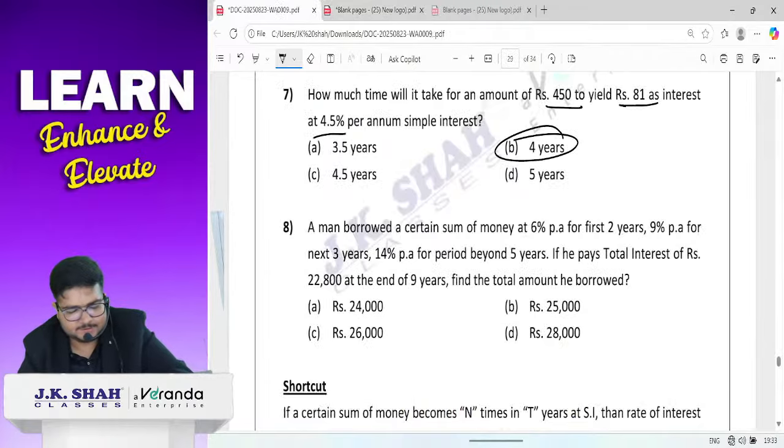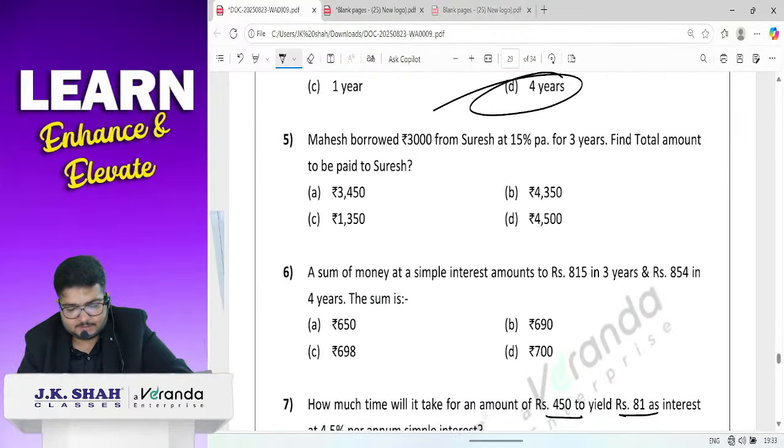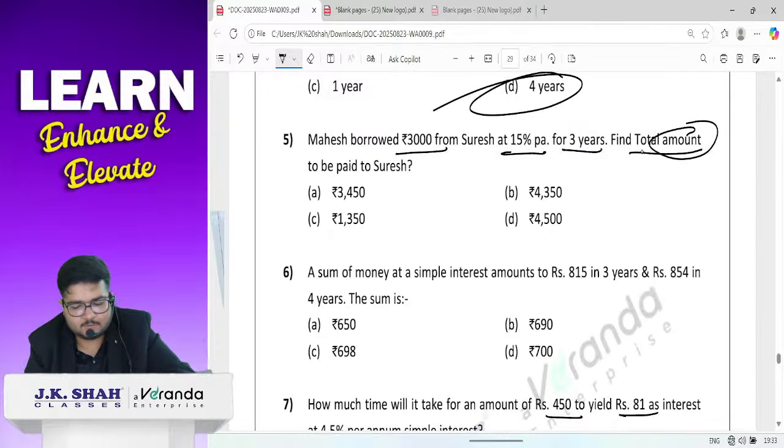Now, fifth question. Mahesh borrowed 3000 rupees from Suresh at 15% for 3 years. Find the total amount. Now what is amount?